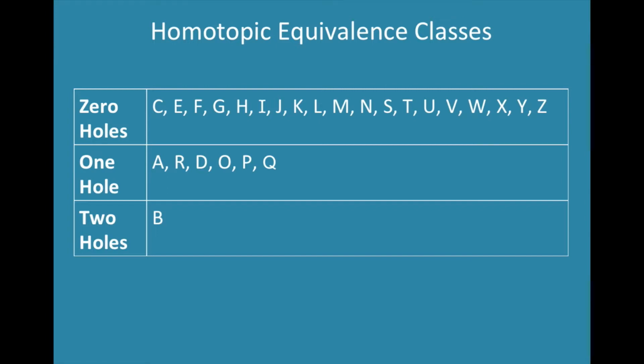You can do it verbally, you can make a class list, but my favorite method is making a class table or graph. This one is meant to be a cheat sheet for you. I have sorted the letters into their homotopic equivalence classes, which just means that I've sorted the letters so they're grouped in with the other letters that they are homotopic to. So the letter C is in the 0 holes equivalence class with all the other letters that have 0 holes.